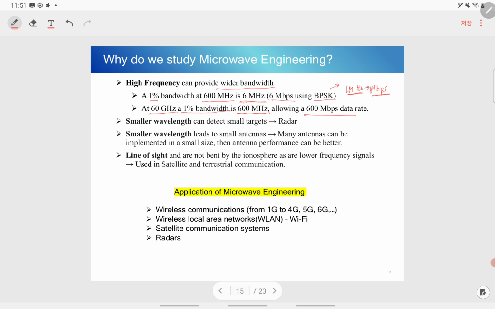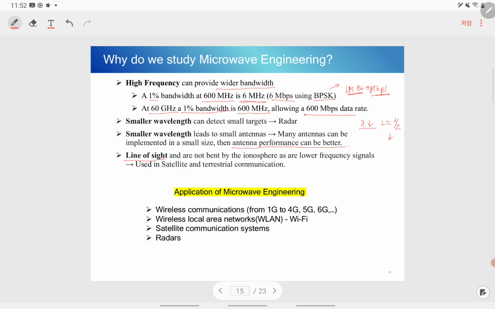And then as the frequency goes up, wavelengths become smaller, right? So as the wavelength gets smaller, radar can detect smaller targets. And smaller wavelengths mean the antenna length, which is about lambda divided by 2, can also be smaller, right? So we can implement more antennas in the device, so the antenna performance can be better.